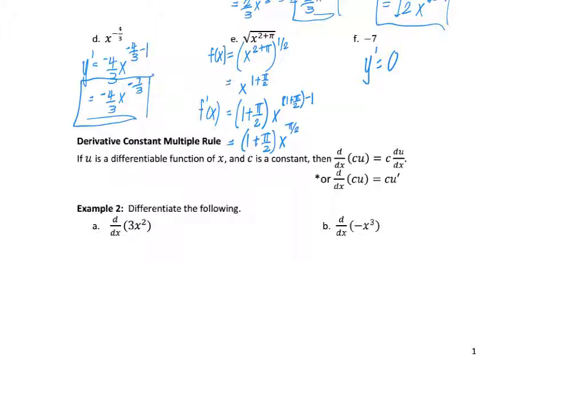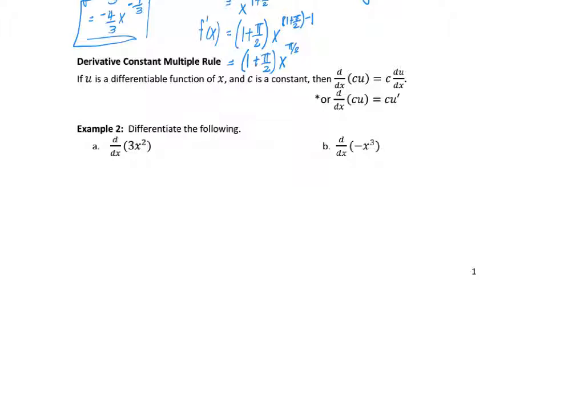We're looking at another rule, and really it's not doing much to the power rule. It's the derivative constant multiple rule. So if u is a differentiable function of x and c is a constant, then d dx of c times u is the constant. You keep your constant and take the derivative of the function.